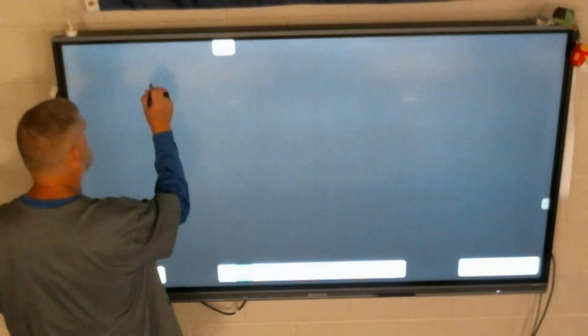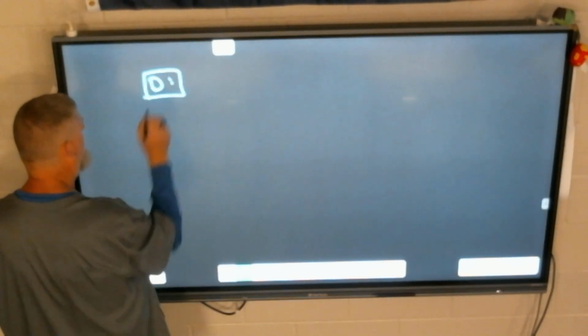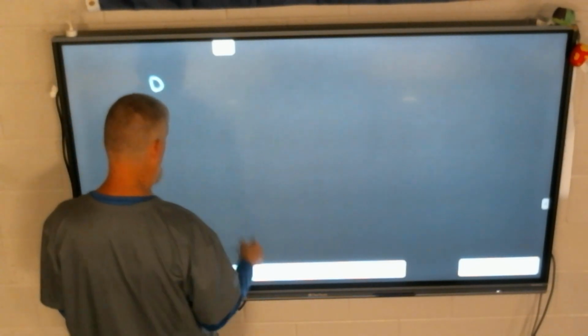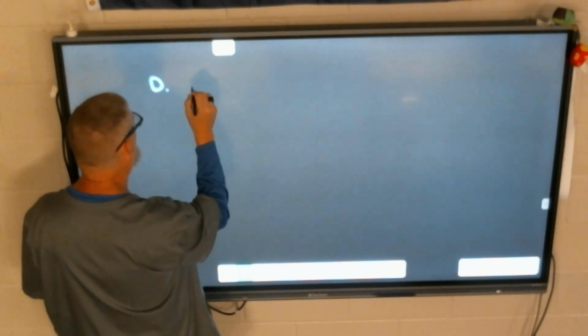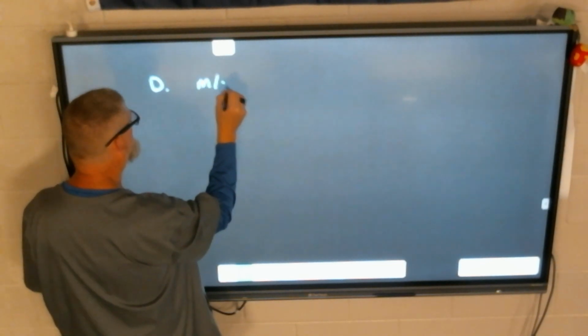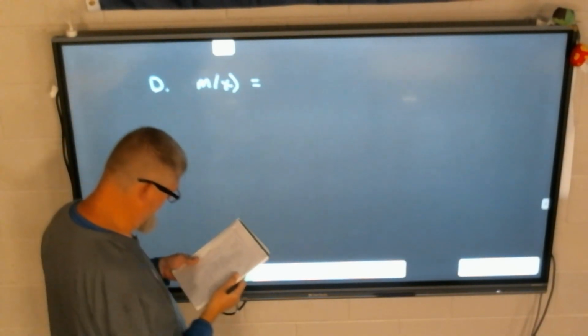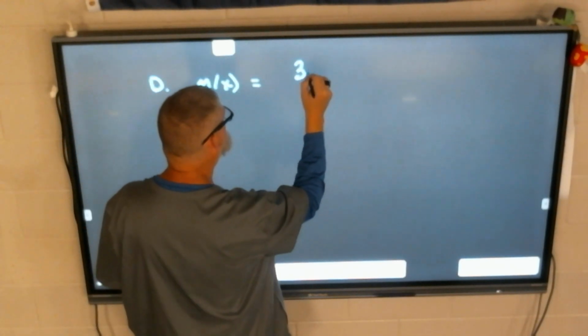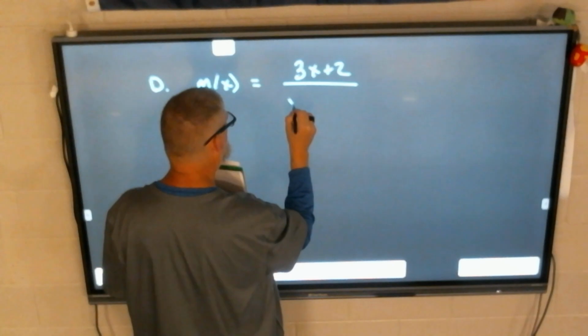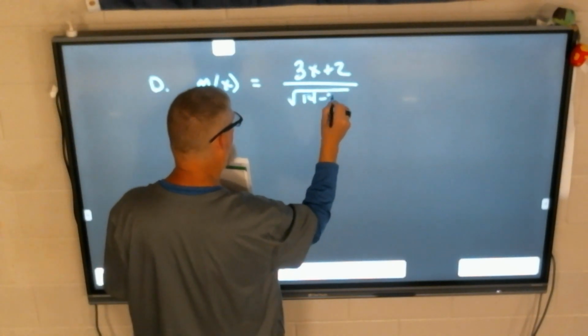Letter D. All right, let's see here. Let's use a different letter. Let's say, oh, I don't know, M of x equals. And on top, I have 3x plus 2. And on bottom, I have the square root of 14 minus 2x.